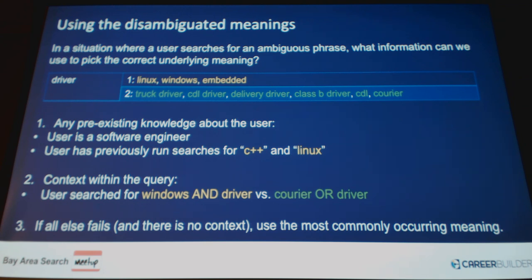So the question is, what do you do in the context where you just don't have context? And it's just number three here. We just use the most popular one. If I don't have anything that would tie me back to one of those term vectors, I just use the most popular driver, which in our case is truck driver.